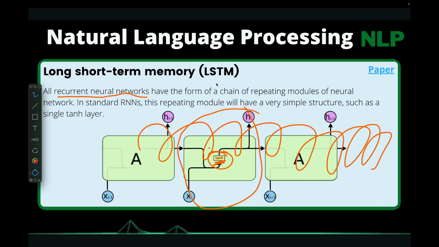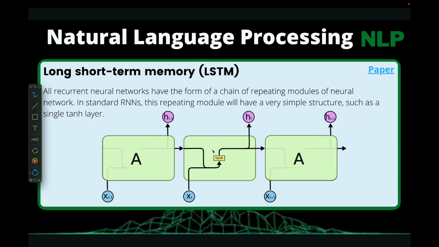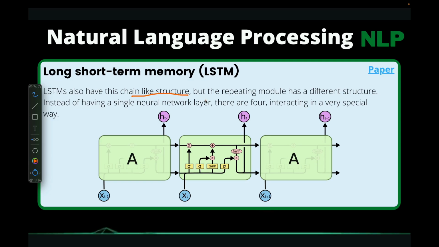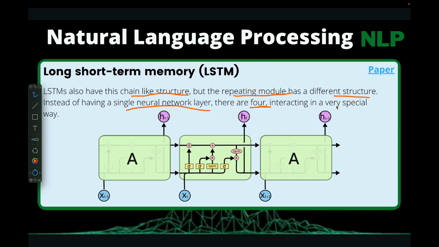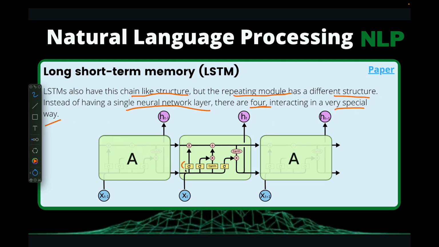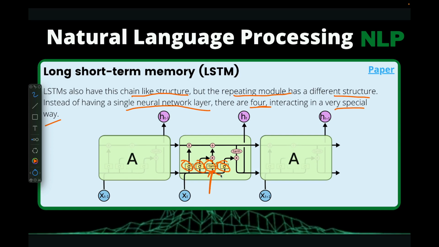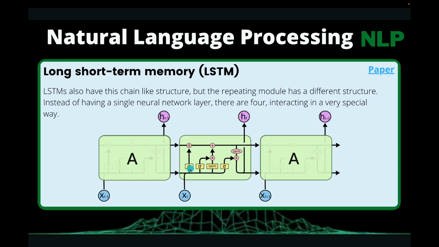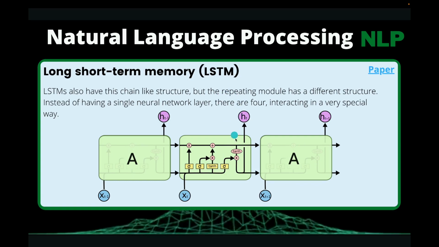But LSTM is more robust than just having one single layer inside here. Let's see how it looks. LSTM also has this chain-like structure, but it has a repeating module which has a different structure. Instead of having just a single neural layer, this one has 4 of them, which interact in a very special way. So we have 1, 2, 3, and then 4 layers instead of a single tanh like what we had earlier. In this case, we have sigmoid, tanh, sigmoid. That's how the LSTM actually looks like.